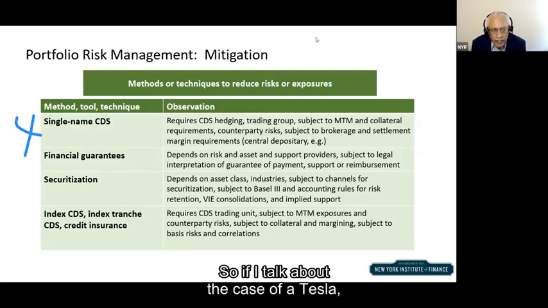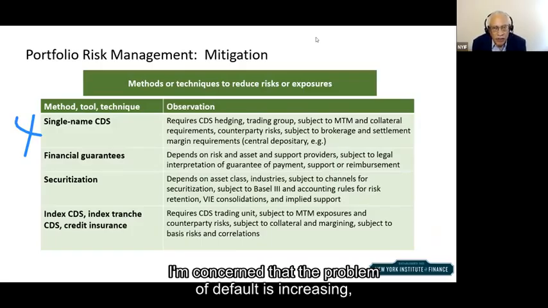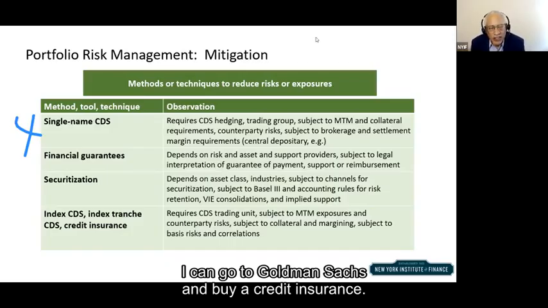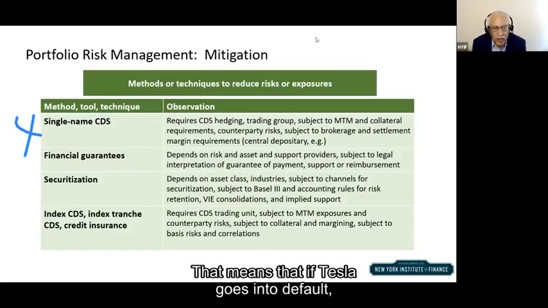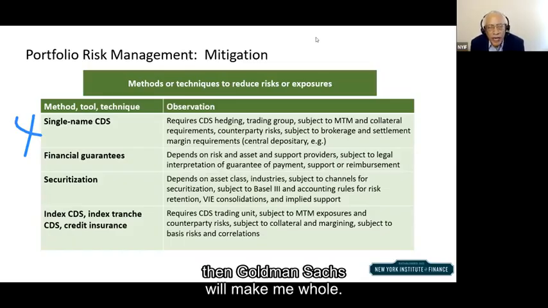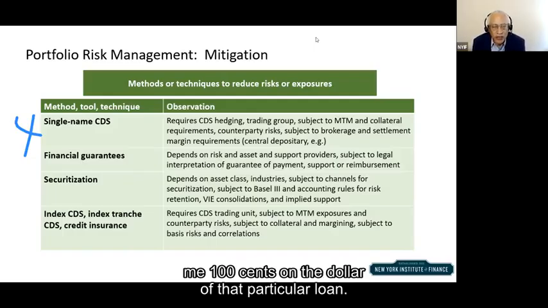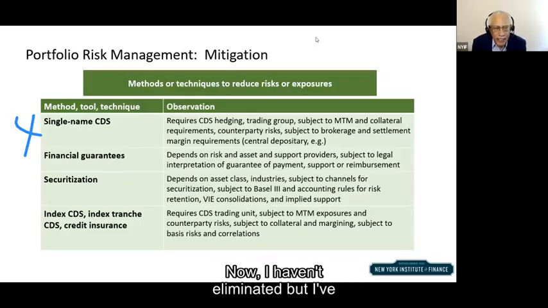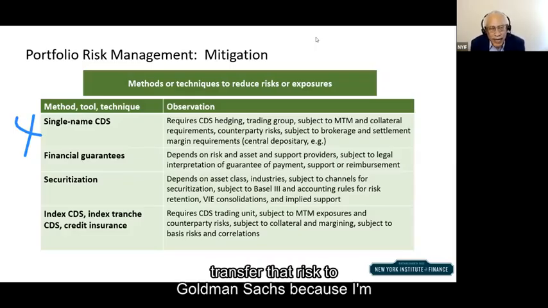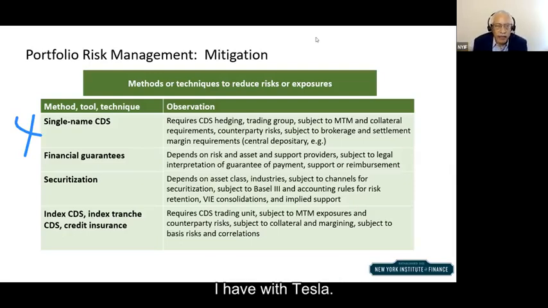So if I talk about the case of Tesla, if I'm concerned about the credit risk of Tesla, concerned that the probability of default is increasing, I can go to Goldman Sachs and buy credit insurance. That means that if Tesla goes into default, then Goldman Sachs will make me whole. Goldman Sachs will pay me 100 cents on the dollar for that loan. Now, I haven't eliminated the risk, but I've transferred it to Goldman Sachs because I'm more comfortable with Goldman Sachs's credit rating and credit risk than I am with Tesla.